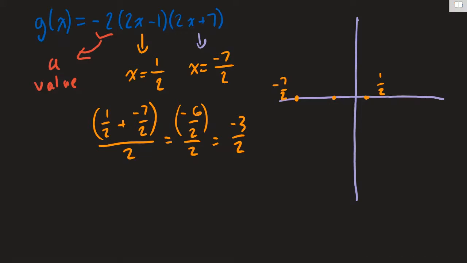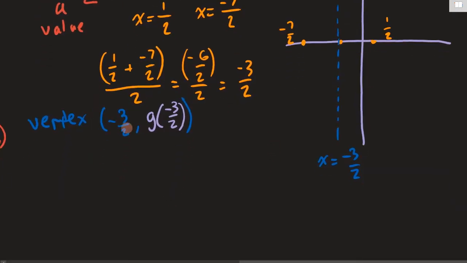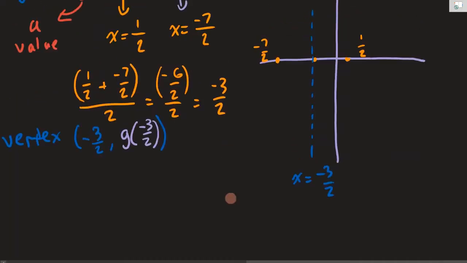So that means our axis of symmetry then is going to be x equals -3/2. Right? Because that's exactly halfway between our x-intercepts. So next step, we need to find our vertex. So our vertex is going to be -3/2, and then the value from our function at the point -3/2. Okay. You guys haven't seen this notation before, but essentially this is my x value and then my y value, which is going to be what my function returns with the x value of -3/2.